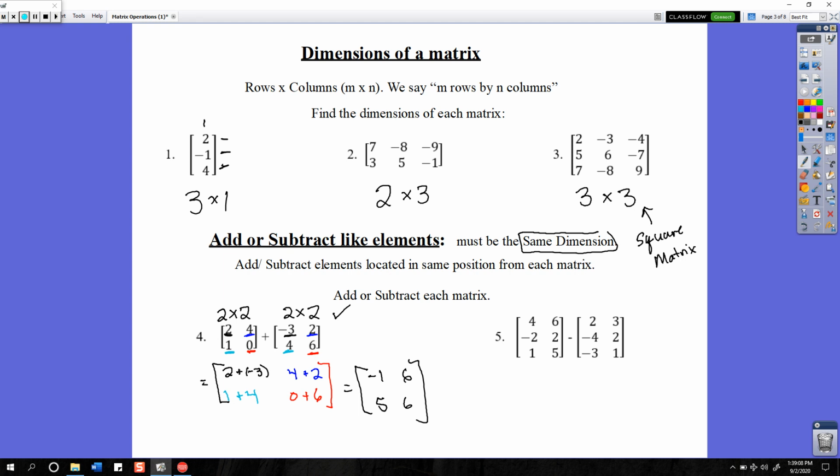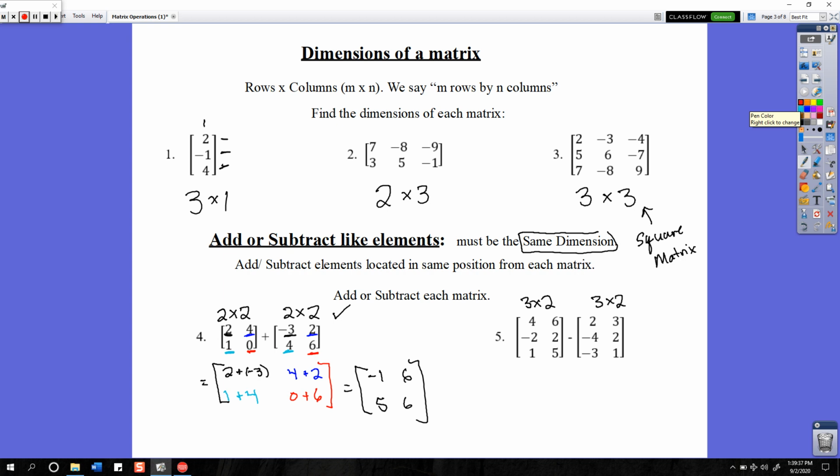Now, when we deal with subtraction, we want to change it into an addition problem. The way I do that is I distribute that negative into the second matrix and change all the signs of the numbers inside. But first, let's start by finding our dimensions. The first matrix is a 3 by 2. Second matrix, 3 by 2. So they're both the same, meaning I can subtract.